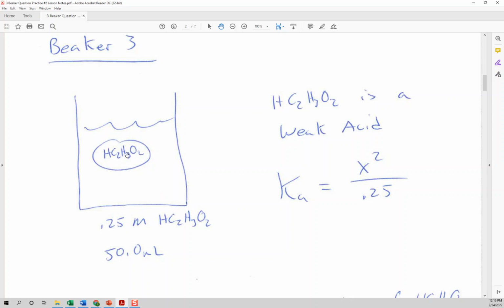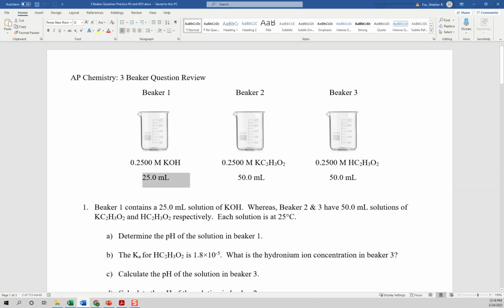This. And it's a weak acid, so if I was given the Ka of that acid, I could solve for X in the Ka shortcut. I should recognize that X is the H plus concentration, or hydronium, and the negative log of X would be the pH. So if I wanted to calculate the pH in beaker 3, I'd be all set. I'd be all ready to go. Okay? Again, let's go back and look at the question itself.